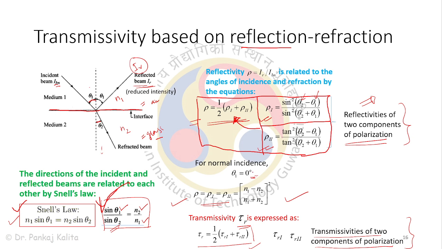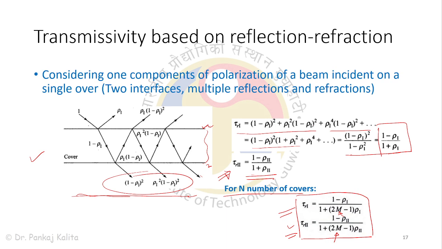If theta 1 is 0, then the formula that you will use is this equation, and the transmittivity due to reflection and refraction is finally given by tau r1 and tau r2. How to calculate this tau r1 and r2 depends on these two values that we have just calculated. This has been derived for a single cover.